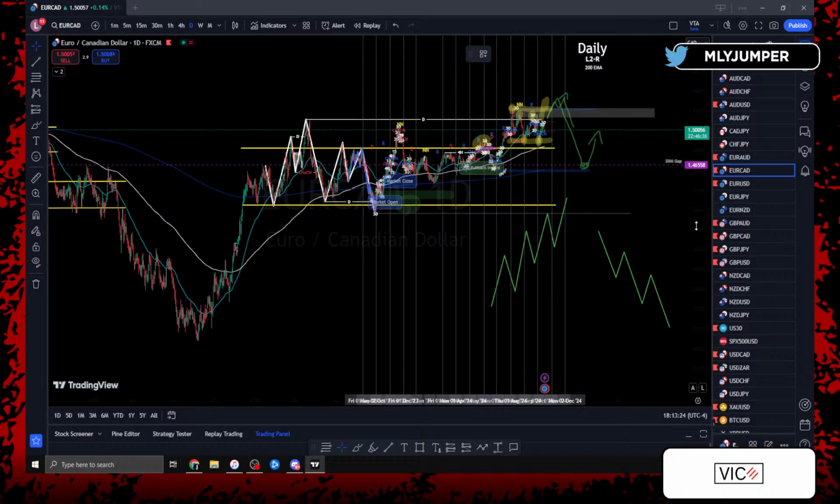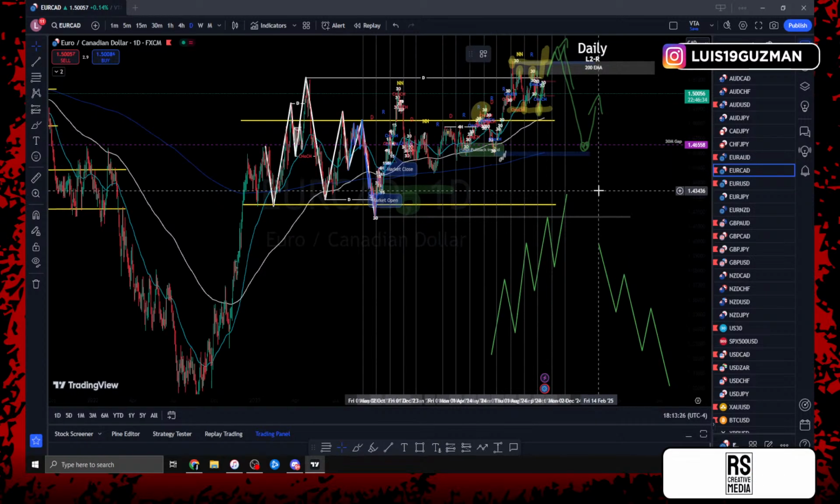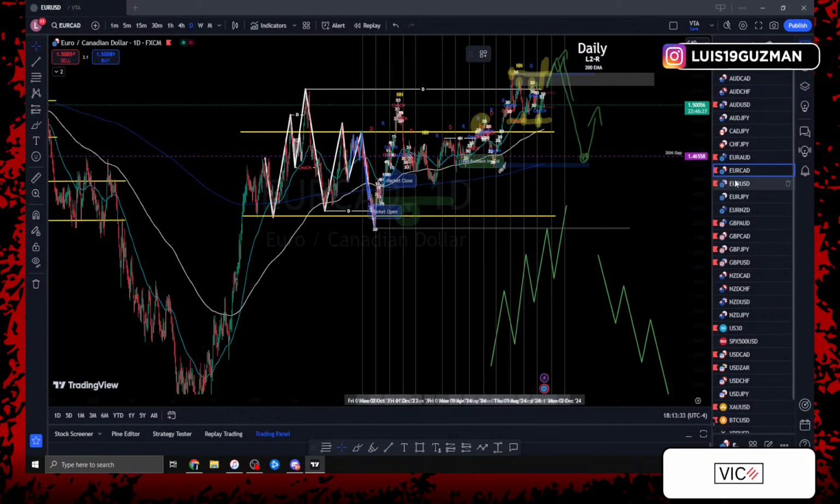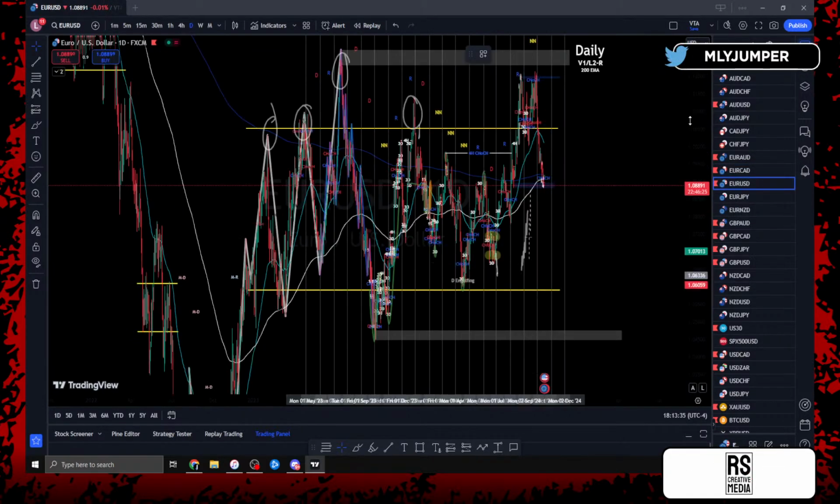I don't trade counter. I don't trade pullbacks. I only trade with the trend. So if the overall market makers pattern is up, since we're in an uptrend, I'm only looking for buys. Hope that makes sense, guys.